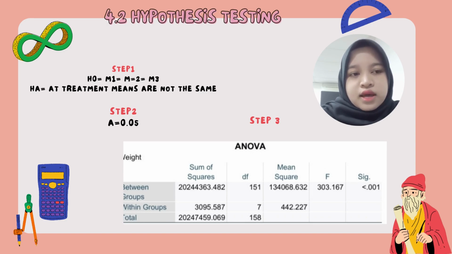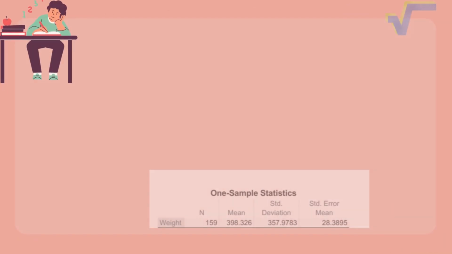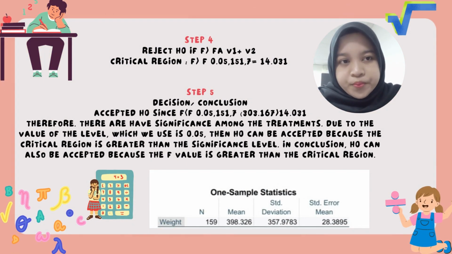The total is 202479.069. For DF, between groups is 1, within groups is 157, and total is 158. And when we look at the F, it is 303.167. Next, we will look at step 4.